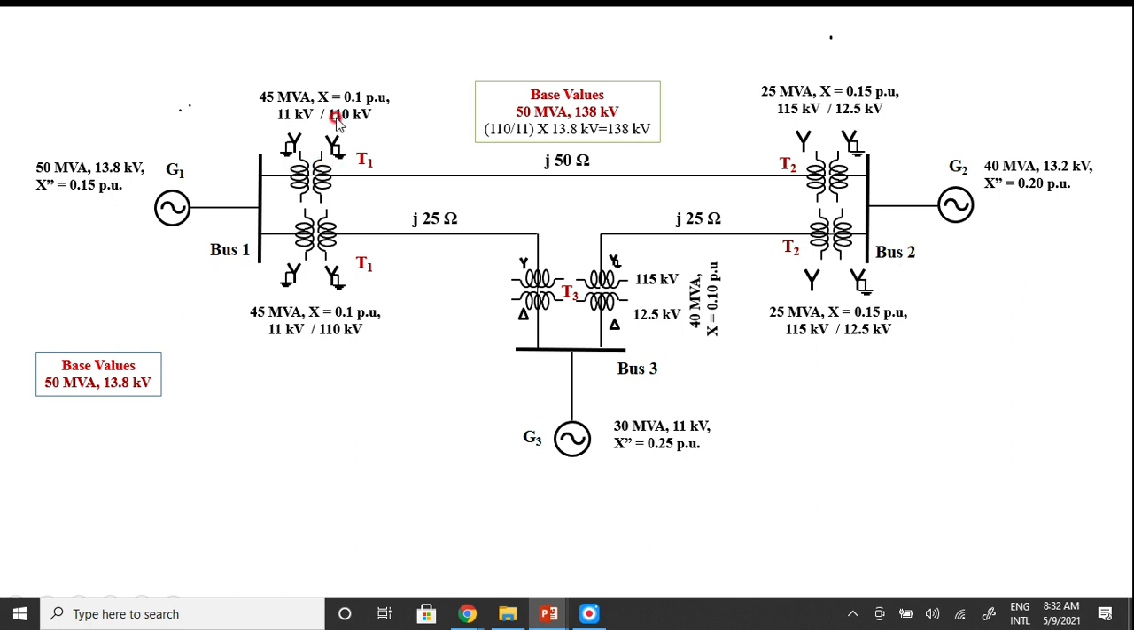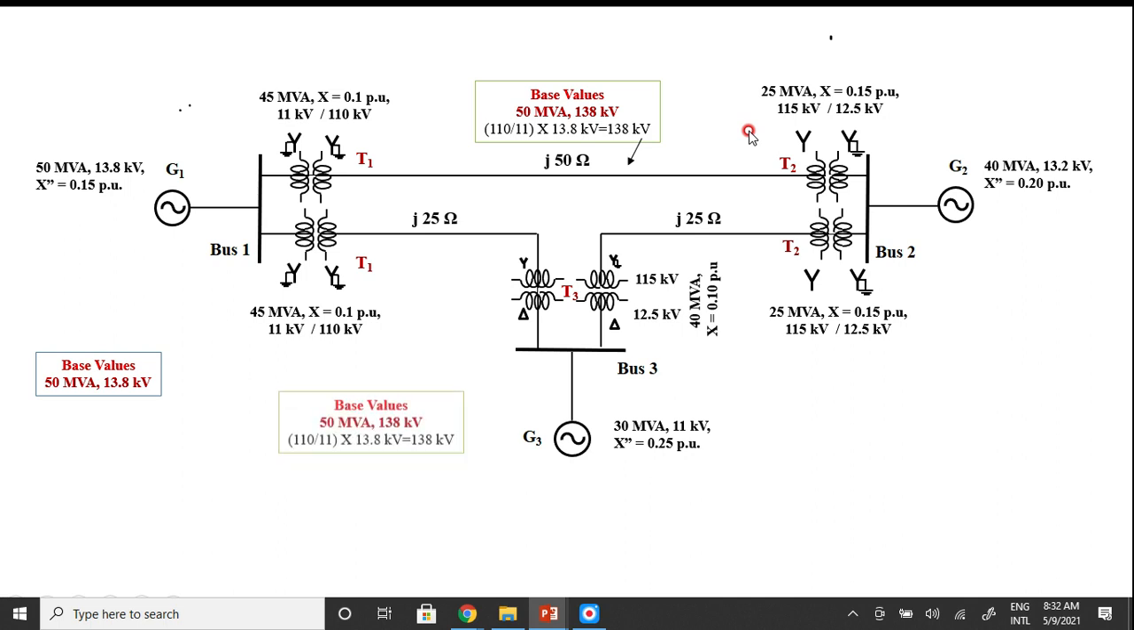Then what you have to do is take the voltage ratio of this transformer, 110 divided by 11. The same thing I have written here: 110 divided by 11 multiplied by this base quantity, that is 13.8. Therefore, I am getting 138 kilovolts as the base quantity on the transmission line side.